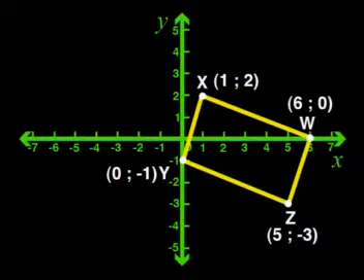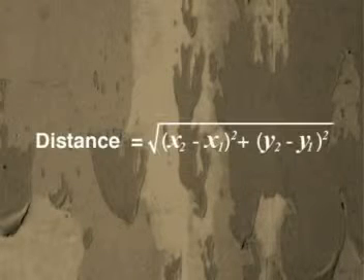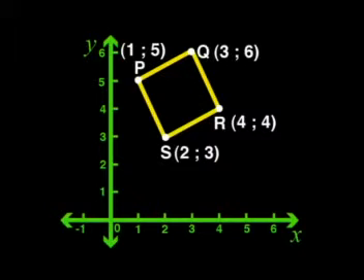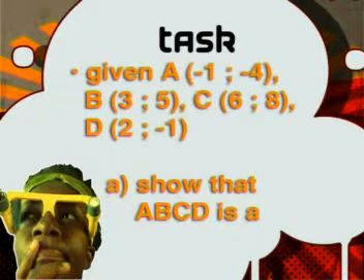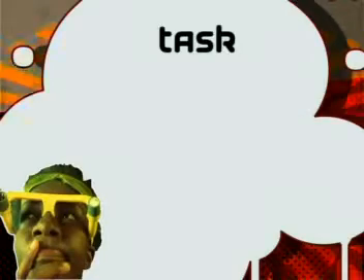Well done! Today we have seen how we can use coordinate geometry and the different formulae that we know as tools. They have helped us to prove the special properties of the parallelogram and the rhombus. We can do the same for the rectangle, the square, and other quadrilaterals. But I will leave that to you. Here's your next task. Given A, B, C, and D, show that ABCD is a parallelogram, but it is not a rectangle.